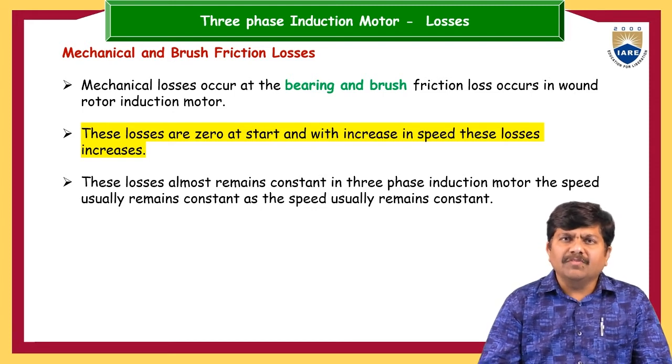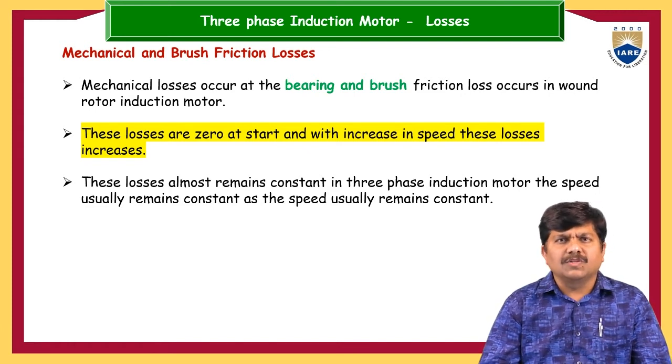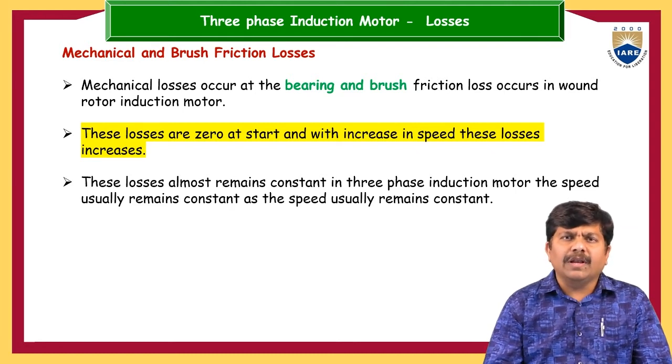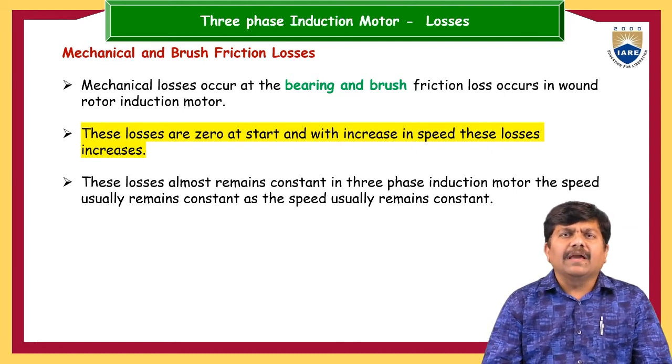So this wear and tear of the brushes, along with the bearing and mechanical support, sometimes plays a vital role. Especially, this is very important, you cannot ignore these mechanical losses whenever we are talking about the slip ring induction motor. But in the squirrel cage induction motor, these losses are almost constant and very small also, because you cannot regulate the torque or starting currents by connecting any external devices in the squirrel cage induction motor. These losses are zero at start and with increase in the speed, these losses increase.